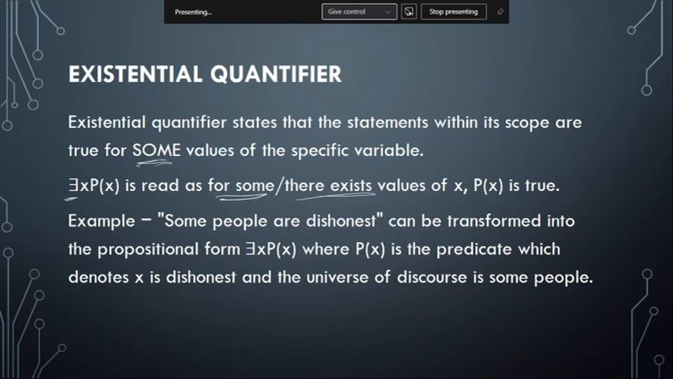If you take a look at the example, some people are dishonest. Translated into propositional form, there exists x, p of x, where p of x is the predicate which denotes x is dishonest, and the universe of discourse, or the domain, is people. So there are some people who are dishonest and some people who are honest. Remember, existential is for some or there exists, and universal is for all.